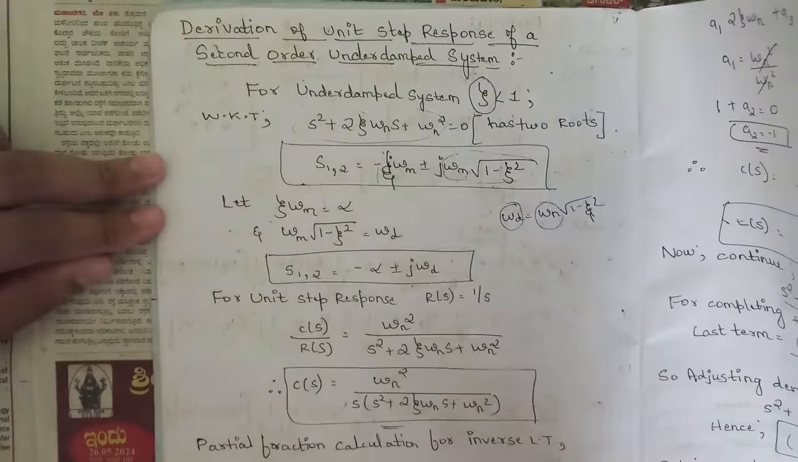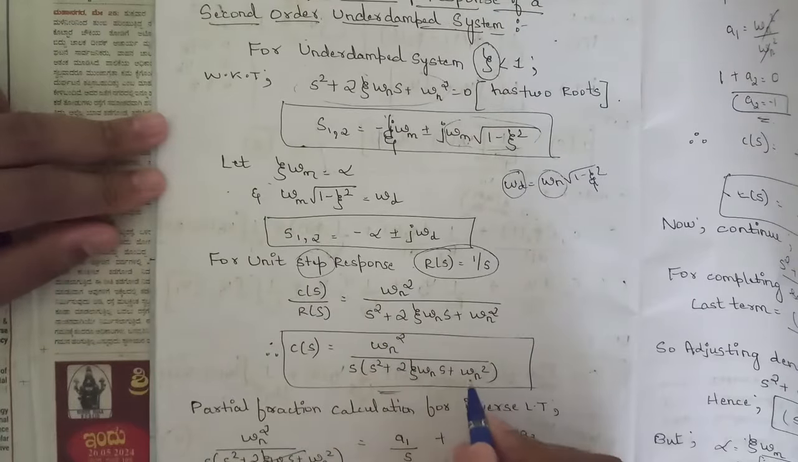Since we are doing the derivation for a unit step response, take the value of R of s equal to 1 by s, since the given signal is a step signal. So our C of s by R of s for a second order underdamped system, we know this is the equation, right? Omega n square divided by s square plus 2 zeta omega n s plus omega n square. Therefore, since R of s is equal to 1 by s, we are left with C of s equal to omega n square divided by s into the same term, that is s square plus 2 zeta omega n s plus omega n square.